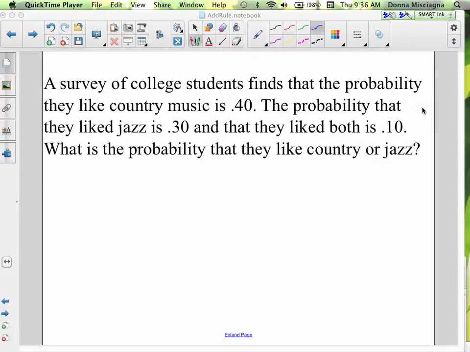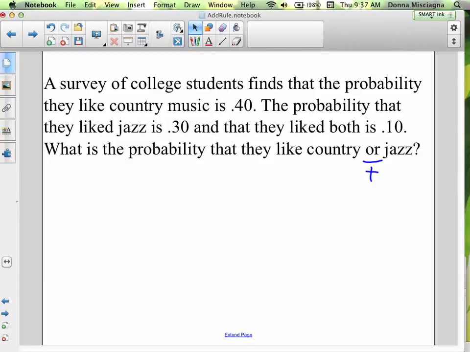All right, so let's figure out our probability here. We have a survey of college students that finds that the probability they like country music is 0.4, probability they like jazz is 0.3, and the probability they like both is 0.1. What's the probability they like country or jazz? So when we see "or," what operation is that? Addition.